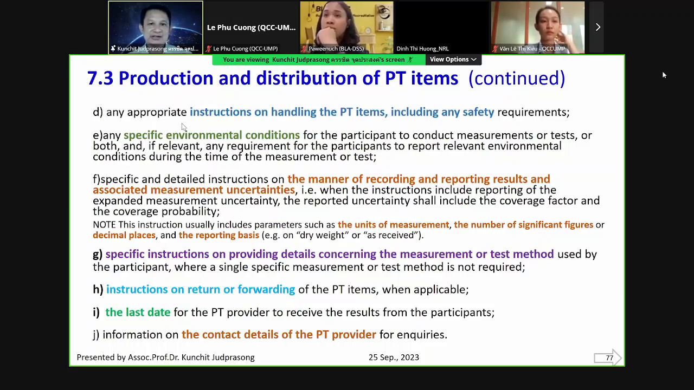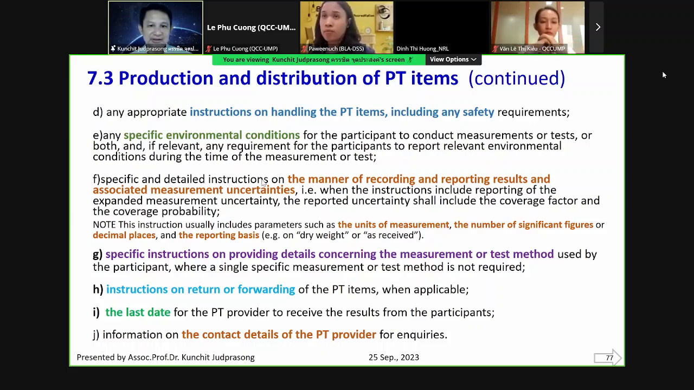Any appropriate instruction on handling of the PT item, including the safety. Okay, I already mentioned this. Any specific environmental condition for the participant to conduct measurement or test or both, and relevant conditions to report. So if you want to ensure, let's say, a room temperature of 75 ± 3 degrees Celsius, you have to specify that, or that the relative humidity should be less than 60. So it depends on your protocol.